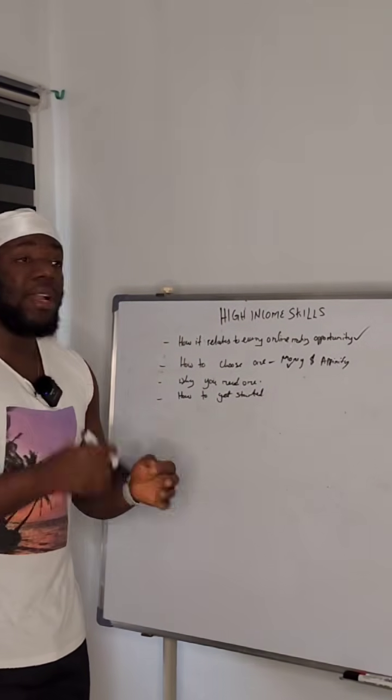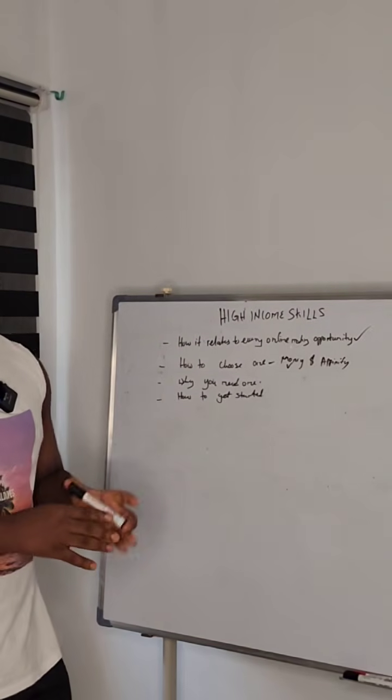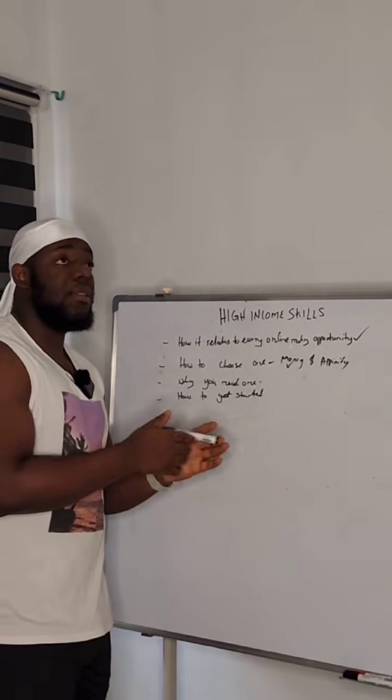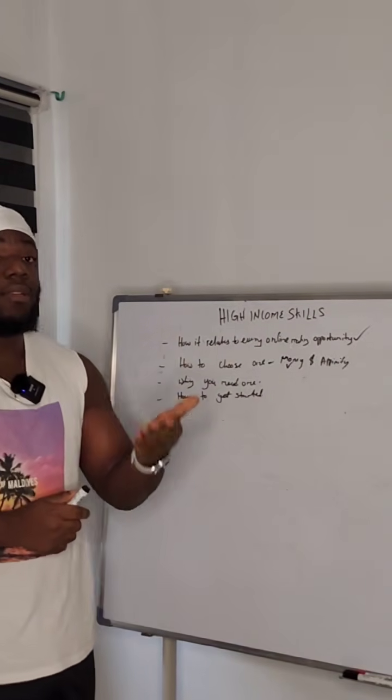So a lot of people might be good at designing, but they're not good at writing. A lot of people might be good at writing, but they're not good at designing. A lot of people might be good at these technical stuff, but they're not good at the rest, right? So that's your affinity. So when you want to pick a high income skill you want to actually consider that, right?